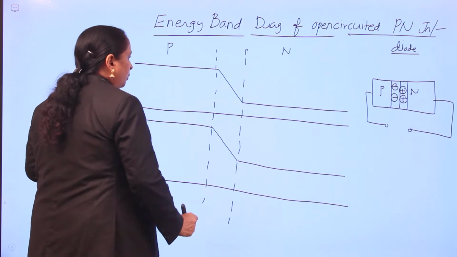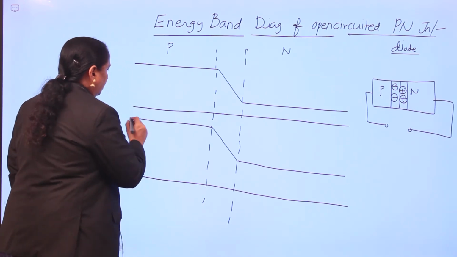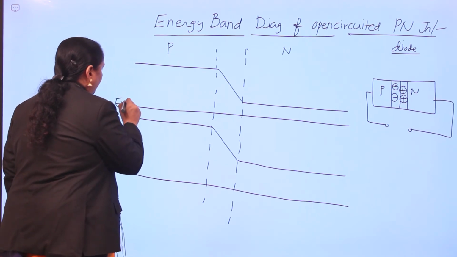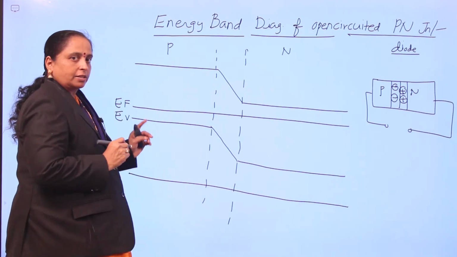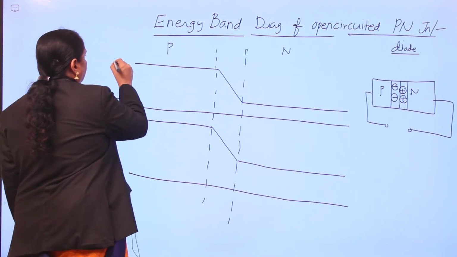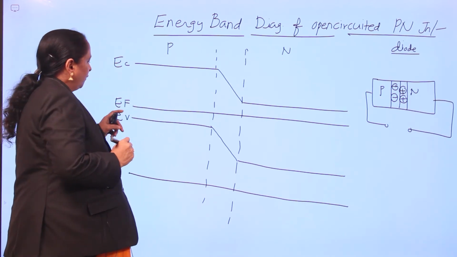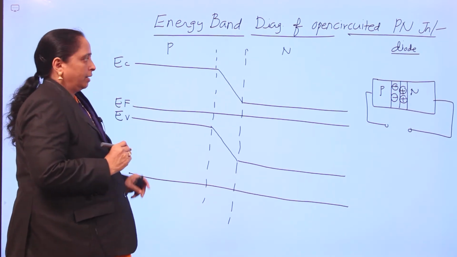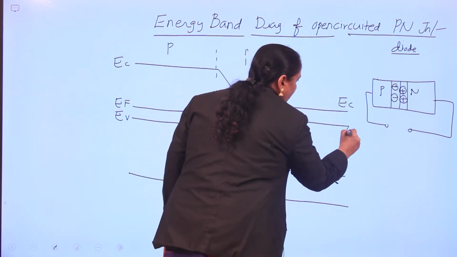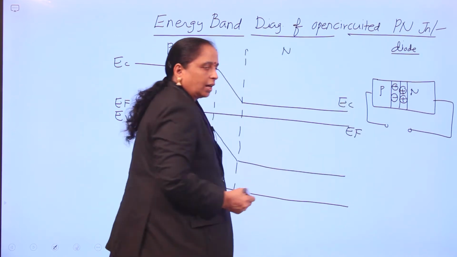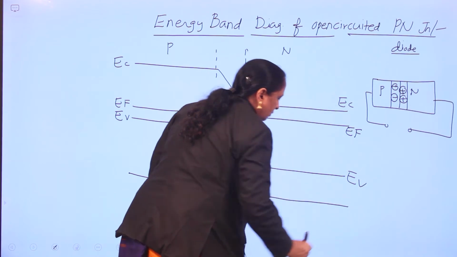Okay, so now I am going to mark the bands, the energy bands. See here, the Fermi level is above the valence band that we discussed just now, and this is the conduction band. So in P-type material, the Fermi level is above the valence band. In N-type material, the Fermi level is below the conduction band and this is the valence band.